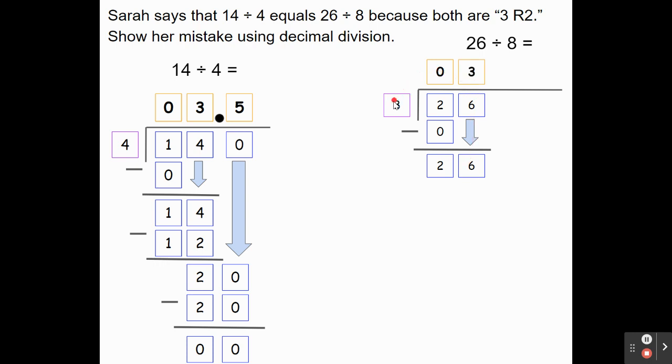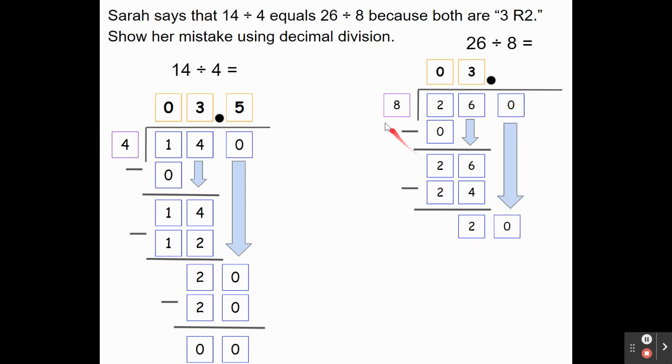3 times 8 is 24. So when we subtract 26 minus 24, we get 2 ones left over. So this is where we're getting 3 remainder 2. But same as the first problem, we're going to rewrite this as a decimal. So we can place a 0 in that tenths place and put a decimal between the ones and the tenths place. Let's bring down that 0 to rewrite 2 ones as 20 tenths.